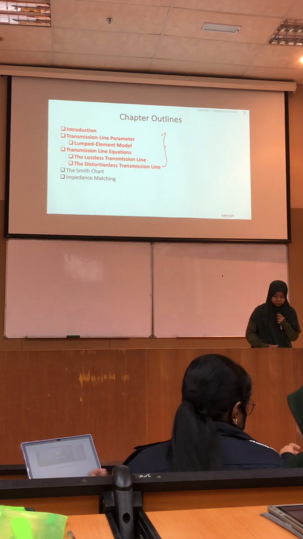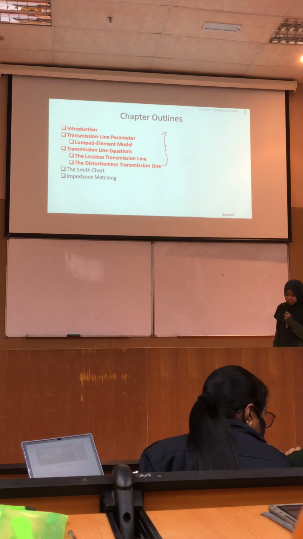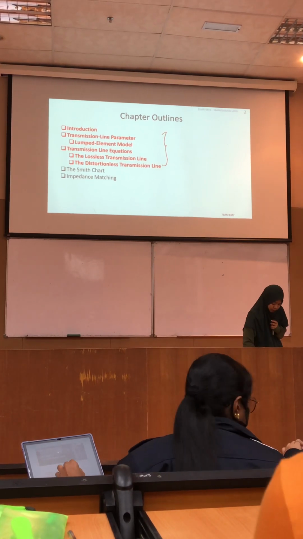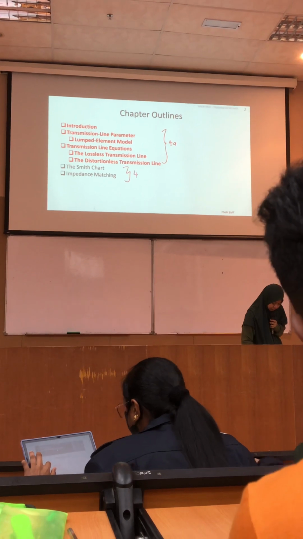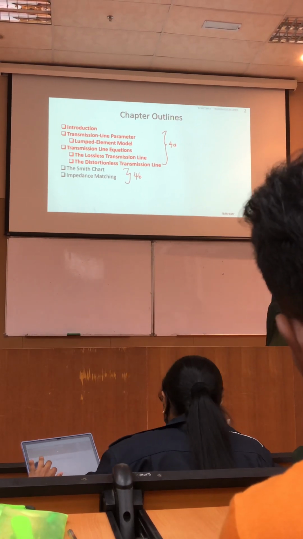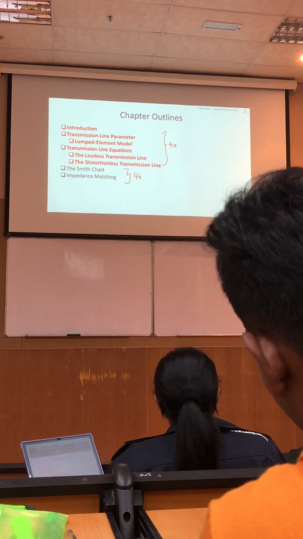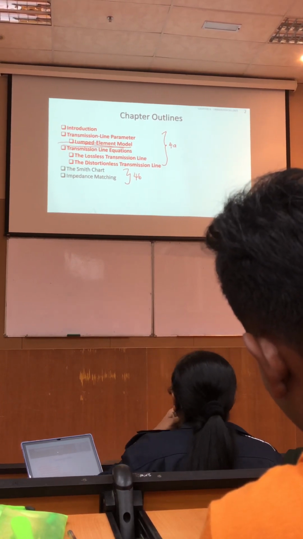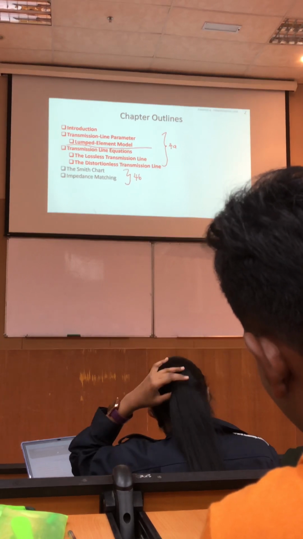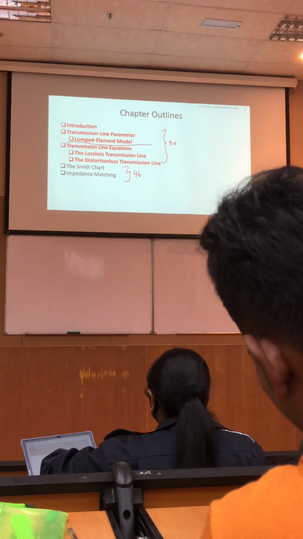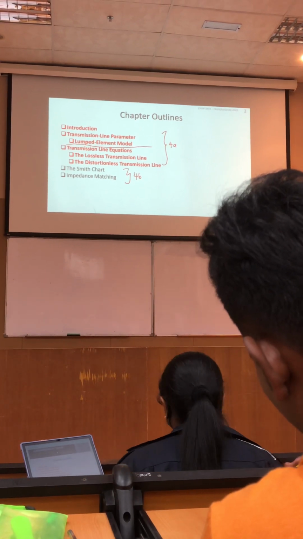Okay, so introduction, transmission line parameter, lump element, transmission line equation until distortionless transmission line is chapter 4A. So this one is chapter 4B. This part is basically theoretical. The last part from chapter 4 is basic calculations, just basic calculations.